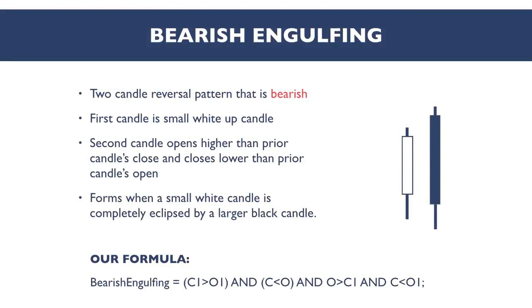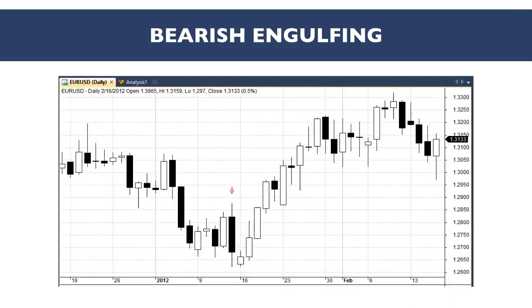As you would expect, the bearish engulfing pattern is the opposite of the bullish engulfing pattern. This is a 2-candle reversal pattern that signals a bearish reversal or a continuation of the downward trend. The first candle in a bearish engulfing pattern should be a small white up candle, and this can even be a thin doji candle. The second candle should open higher than the previous candle's close and then close lower than the previous candle's open. In other words, we have a small white candle which is then completely engulfed by a larger black candle. So this shows bears are really taking control of the market after a small initial up move. Here's a great example of the pattern in the euro-dollar currency pair.